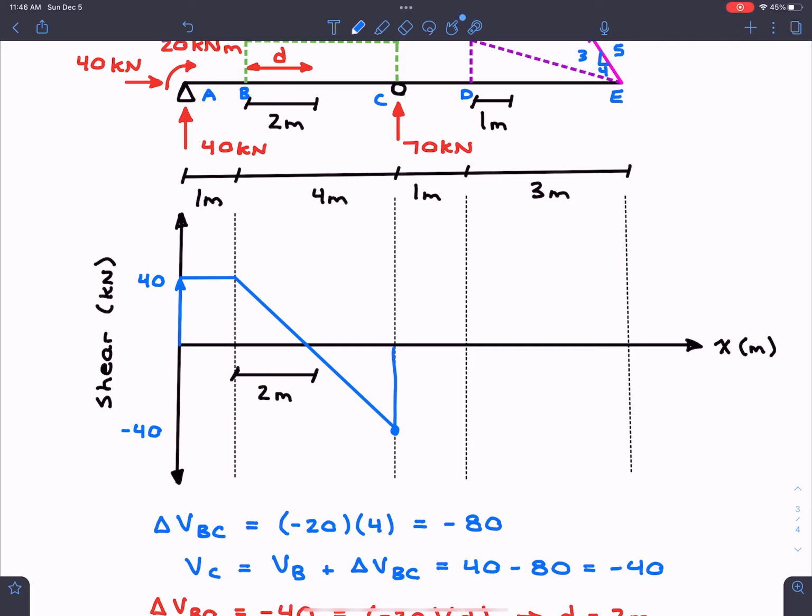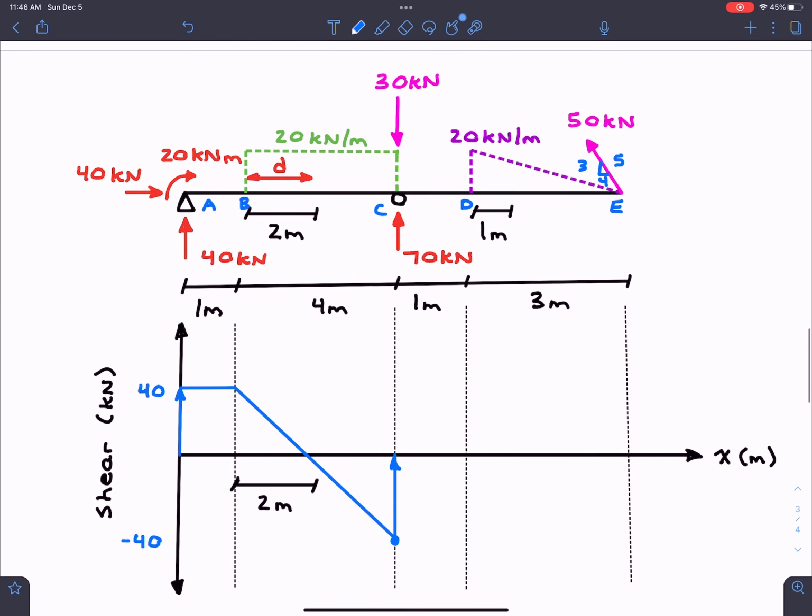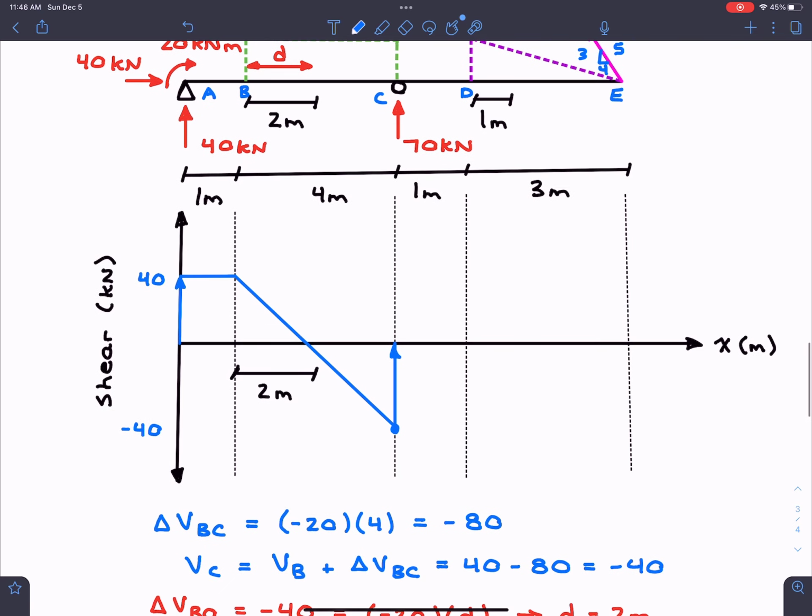And this will actually take us right to 0. Again, it's just 70 minus 30 is 40. That's how we get it. If we were to look at the next segment between D and C, we actually have nothing going on. We have no point load, and we have no distributed load. So we know that this is actually going to be constant through these 2 points.